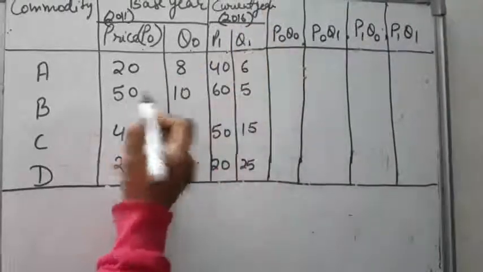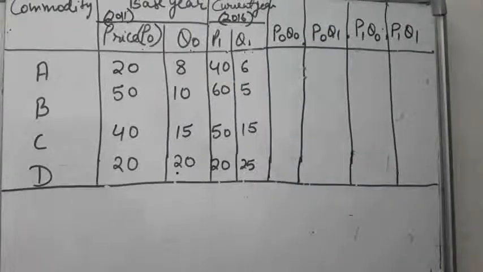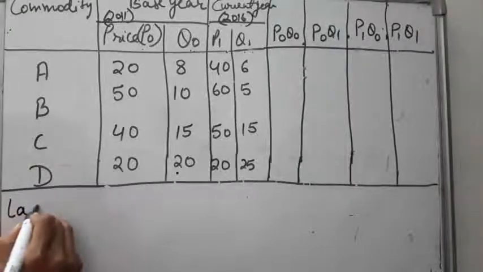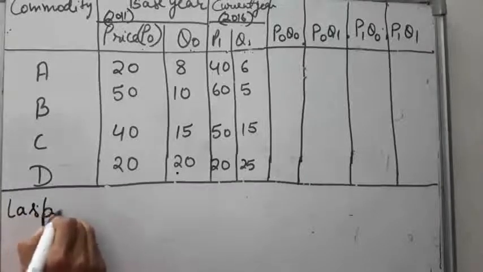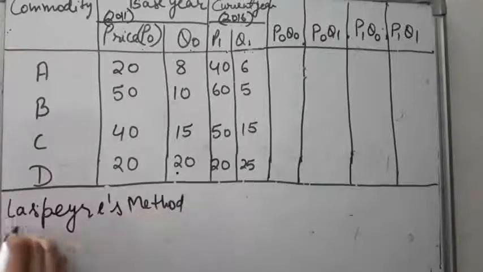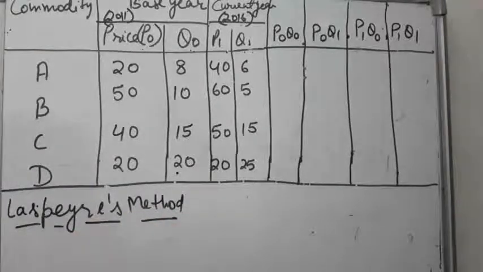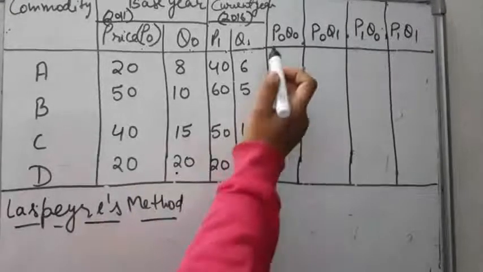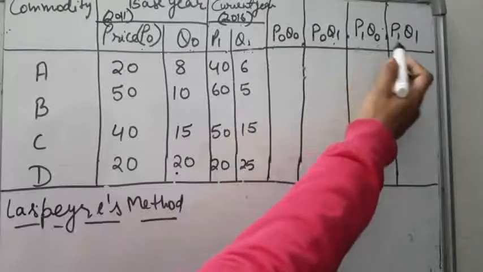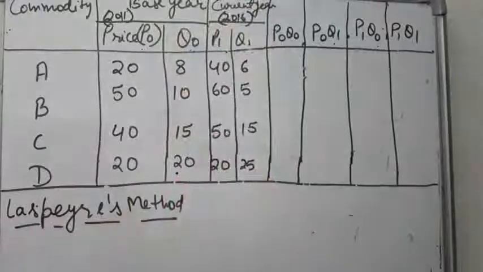So here we have the data given for the current year and the base year. Now we have to construct the index number. First of all, we are using the Laspeyres method. We have seen all the three formulas, and according to them we need these values: P0 Q0, P0 Q1, P1 Q0 and P1 Q1. So here we will find these out. Then we will put all the values in the formula and we will find the index number.